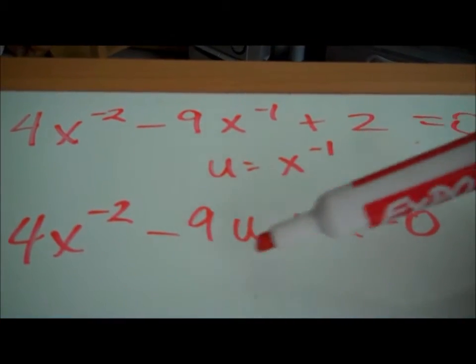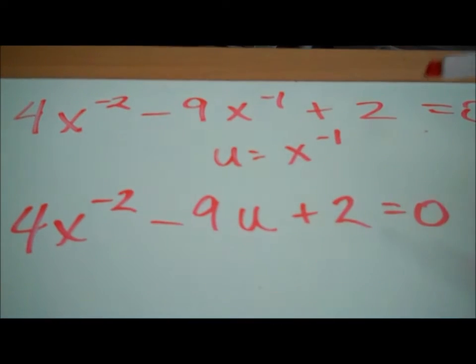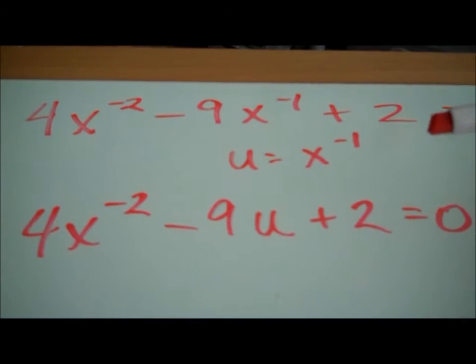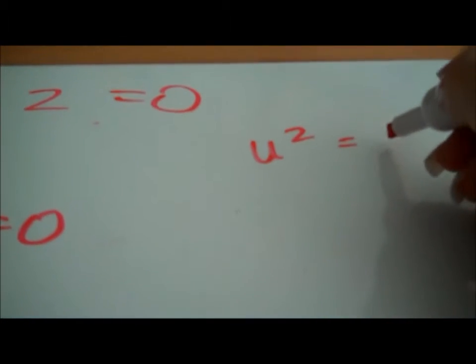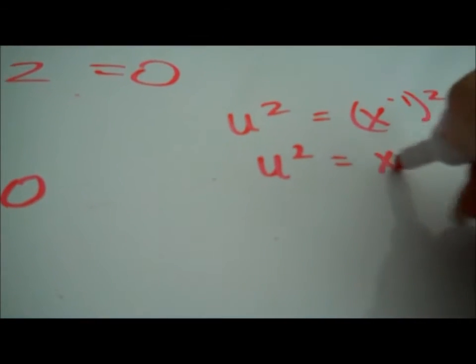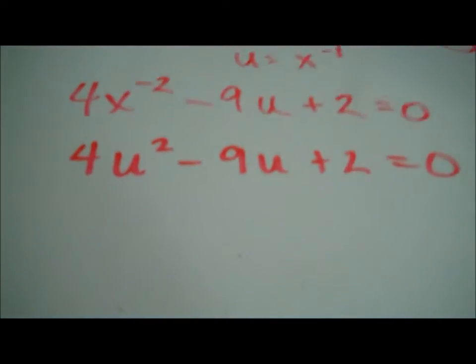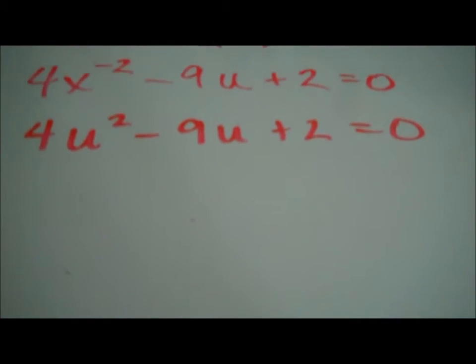Again, it's just a basic variable with an exponent of 1. But if I do that, I need to also substitute this. So what can I do to x to the negative 1 to change it to x to the negative 2? I raise it by 2. So I get u squared equals x to the negative 1 squared. So u squared has to be x to the negative 2. Okay, we're going to substitute that over here. So I get 4u squared minus 9u plus 2 equals 0. And then from here, it becomes a problem that we've done in chapter 5 where we just factored this out.